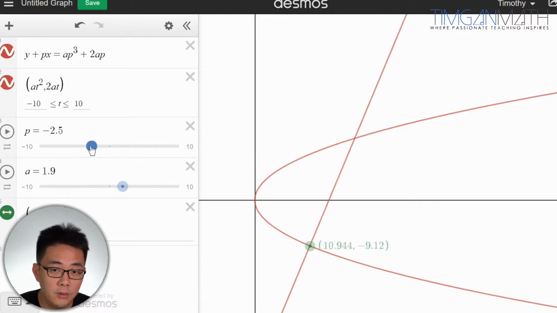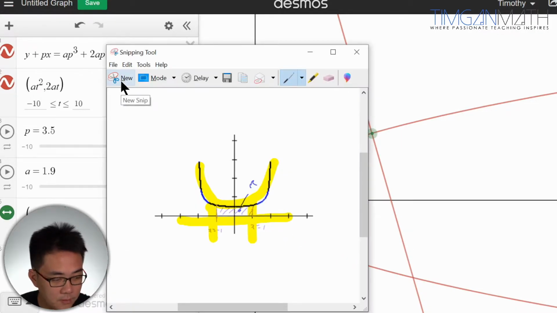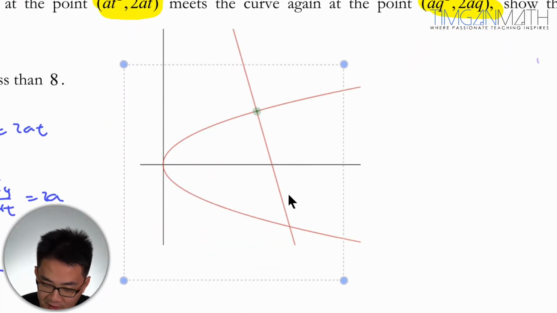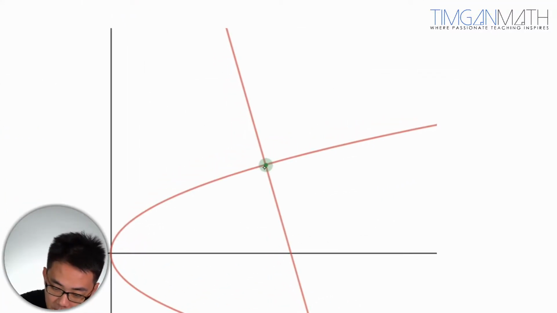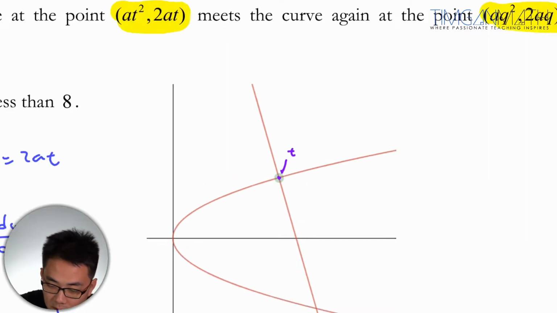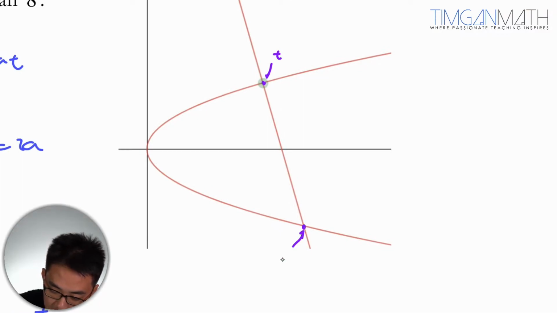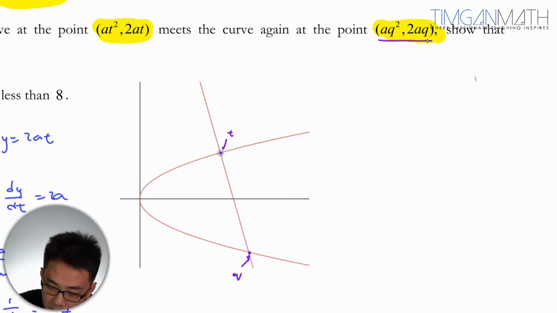So with a different p, we could actually find a different normal equation here. So just take note, maybe I should try to help you understand. This part here is the normal, right? You could just sketch this. To visualize this, I think what we need is this graph here. Then maybe I'll label it out for you. This will correspond to t equals t, and this over here corresponds to q, which is where the normal cuts the curve again.